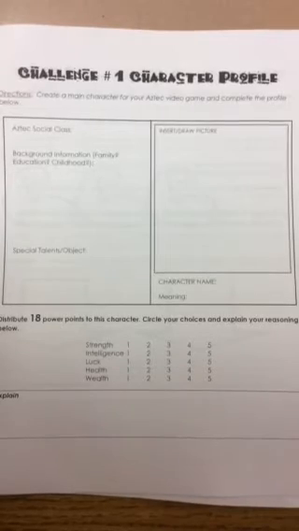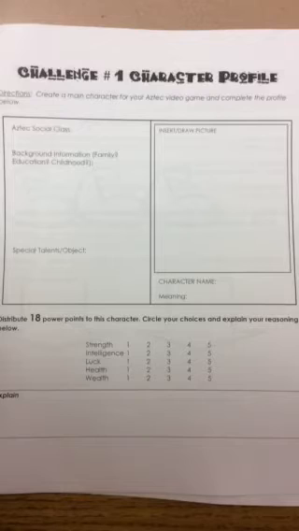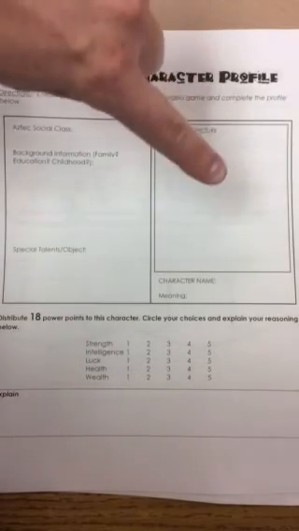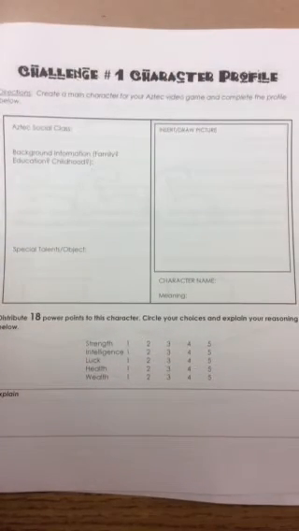So if you look at challenge 1, challenge 1 is where you're creating your profile and you're deciding what kind of character you're going to be, so what level of society you're going to be. Give us some background information. This is all from your imagination. Special talents and objects, again, your imagination. A character name. There's websites posted on different Aztec names that you can give. There's photos that you can use as inspiration to draw your character.